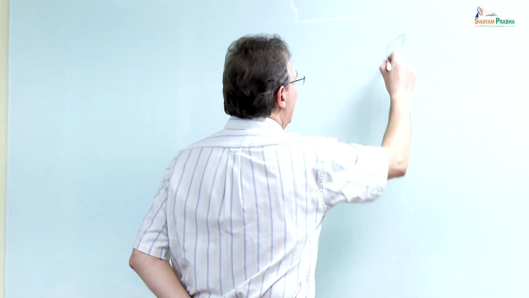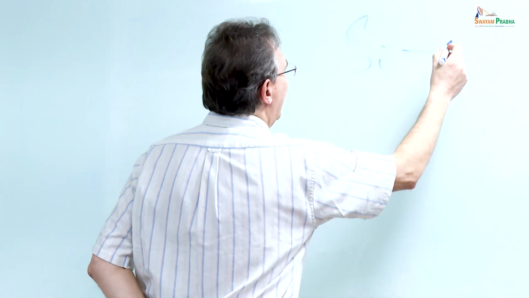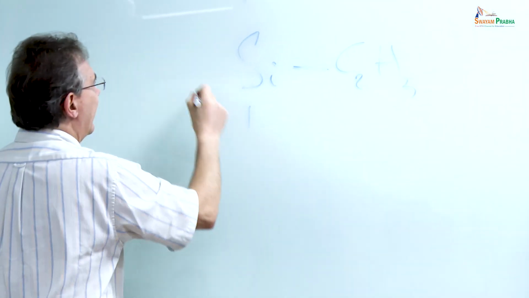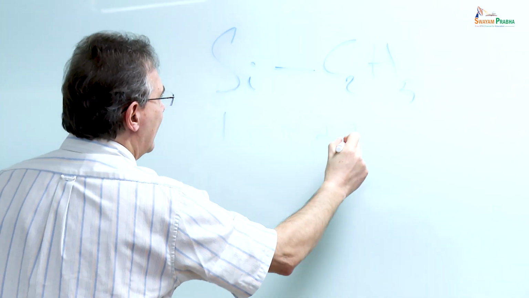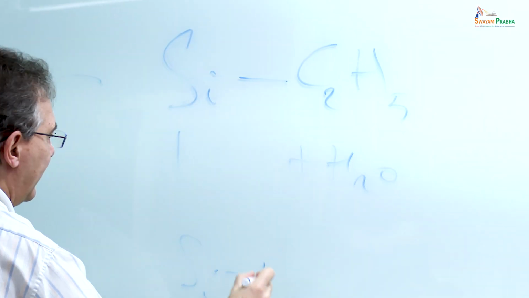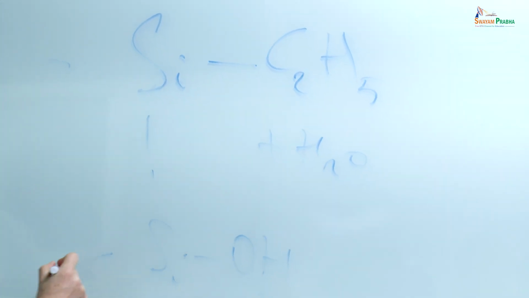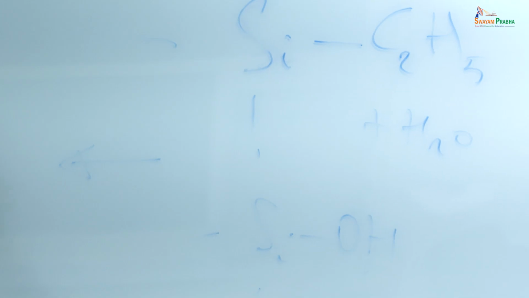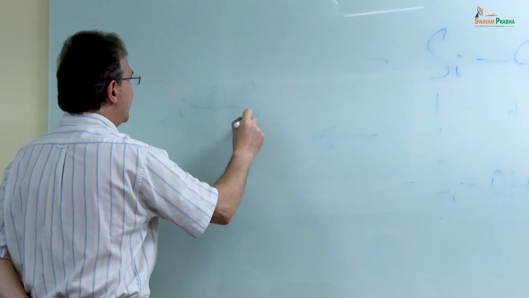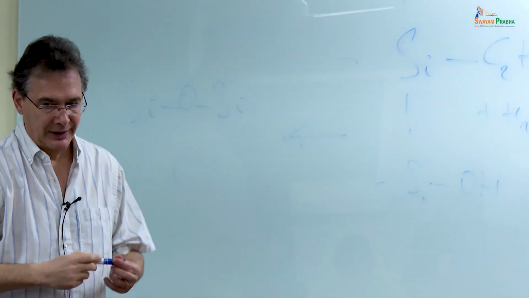So this is the alkoxide. Okay, you have 4 of them plus water, and then you start making the OH groups, and these react to form Si-O-Si bonds. So this is what happens.